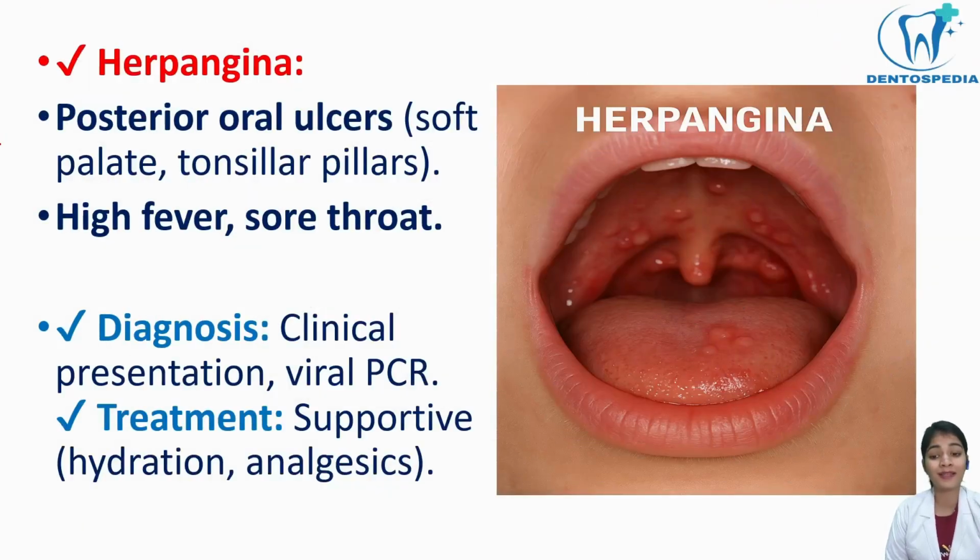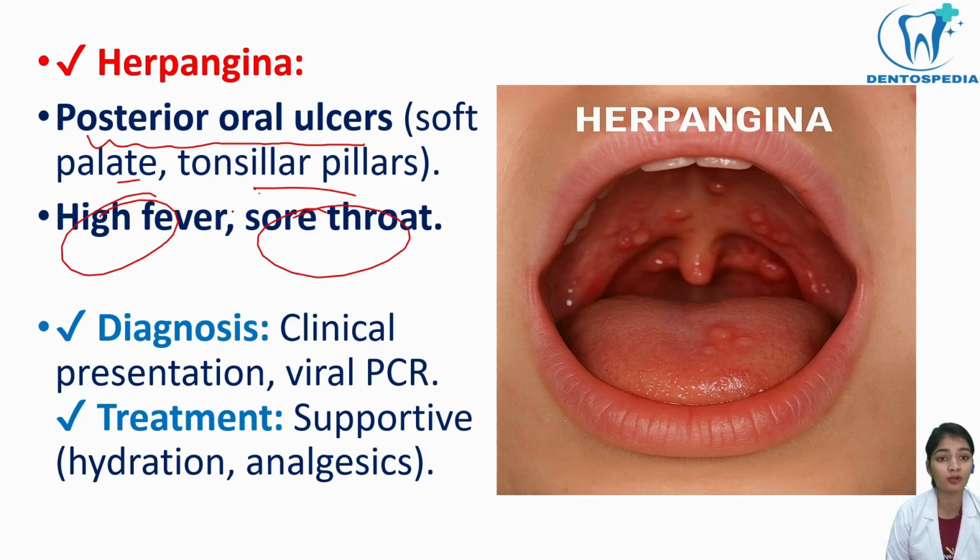Now next is herpangina. So see, the cause is Coxsackie virus A and the clinical feature is posterior oral ulcer. So you can see there is a posterior oral ulcer in the soft palate or tonsillar pillars. Understood? So there will be posterior oral ulcers in soft palate, tonsillar pillar or uvula. Now lesions are small but very painful. Now see, what are the systemic symptoms? So there will be high fever and sore throat. There will also be dysphagia, which is difficulty in swallowing. Now see, posterior mouth ulcers plus high fever is herpangina.